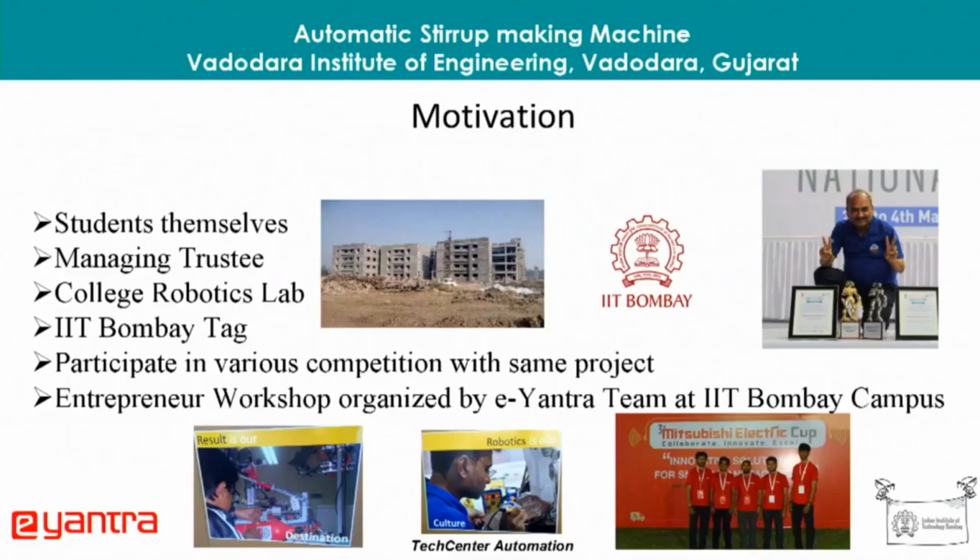The motivation. As I already told, this is the photograph of the construction building from where we got that idea. Then, for me, the motivation is the students. In our college, apart from the eYantra lab, we have a robotics lab with approximately 10 to 12 lakh rupees worth of components. We have a robotics club with some 40-50 students who continuously work on robotics projects and prepare for different kinds of competitions. They can use this equipment wherever they want.